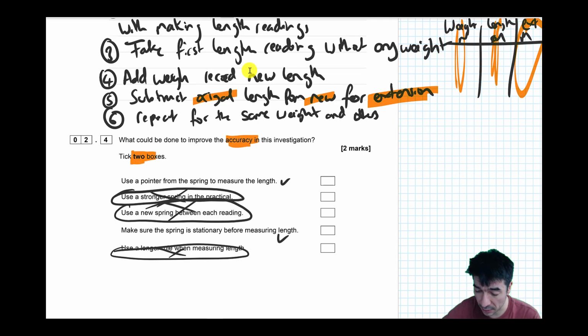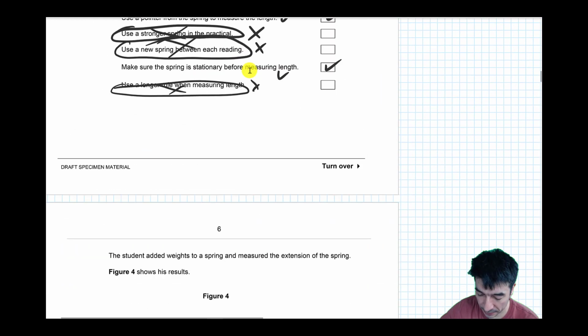But if you think you know the right answer, and I think I do in this case, using a pointer makes sense. I suggested that in my video. And make sure the thing is not swinging around, make sure it's stationary. I think that also makes sense. But by pointing out to myself that that one's silly, that one's silly, and then having to guess from what's left, if I wasn't sure, I'd improve my chances. So that's good exam technique.